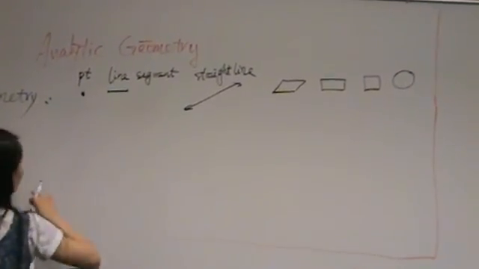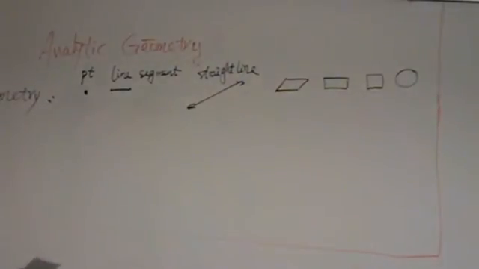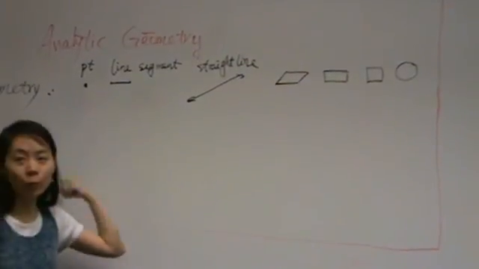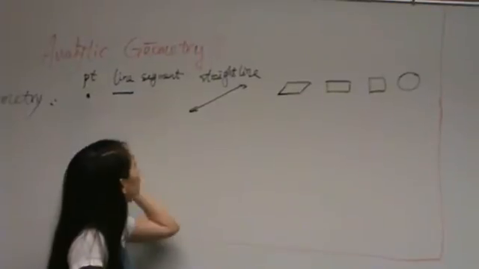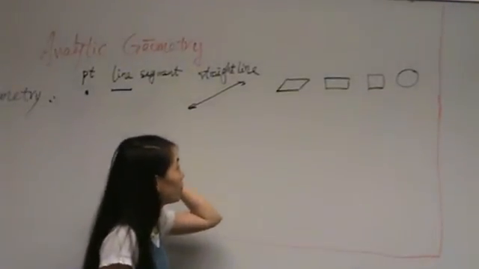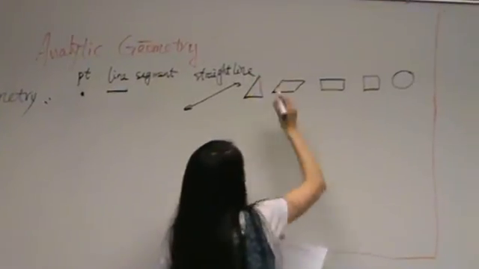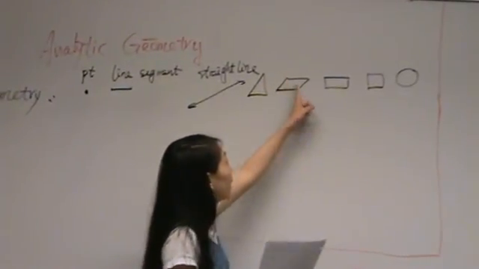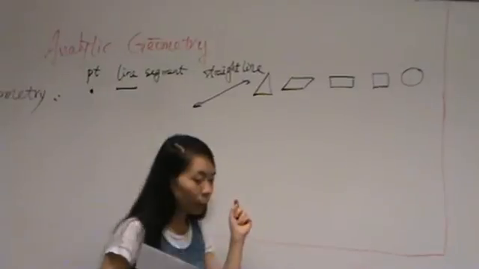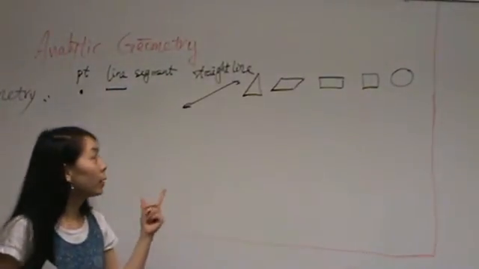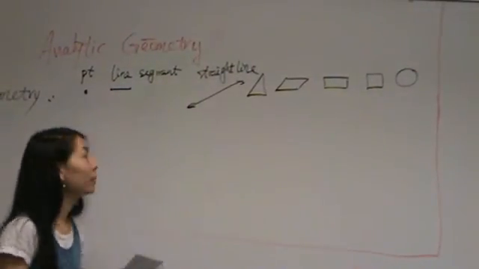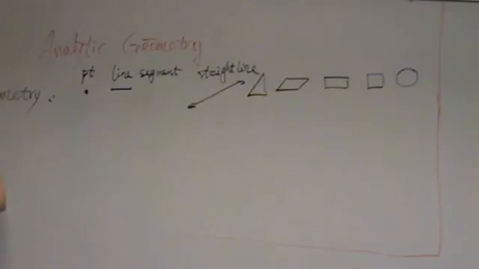Okay, so these are the figures we learned in geometry class. We studied all kinds of properties. For example, and also triangle. Like the diagonals of a parallelogram bisect each other. Okay, and what about algebra class?